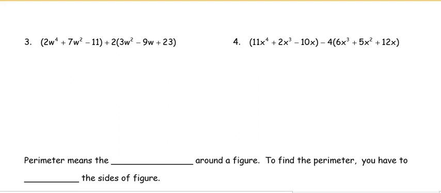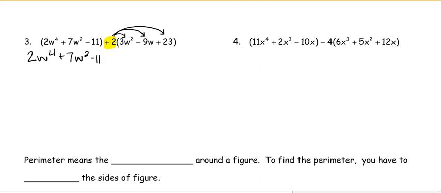For problem 3, we are adding, but we're adding this 2 times a set of parentheses. And remember, we always have to see if we can simplify first. So we are going to have to distribute that 2 to the parentheses that follow it. So again, I'm just going to copy down that first set of parentheses.